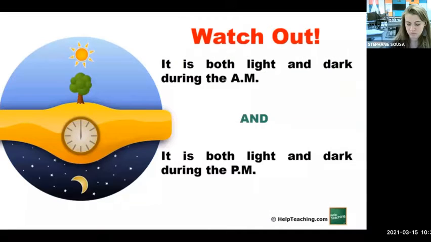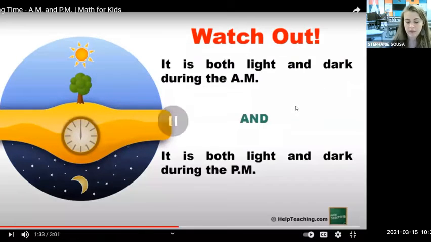Watch out! It is both light and dark during the AM, and it is both light and dark during the PM. That is an important distinction. I think I have even made the mistake of saying when it's bright and early, when the light is out in the morning, not so much, because it is light during the PM as well, okay? At noon, afternoon, that is PM, and it is bright as day then, okay?